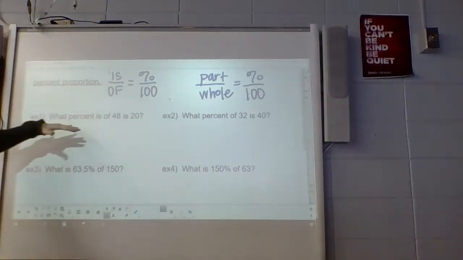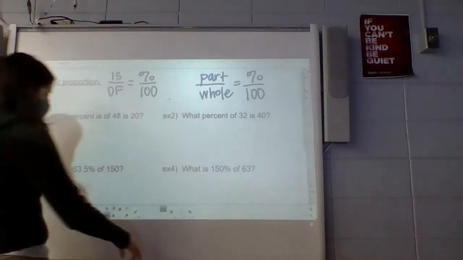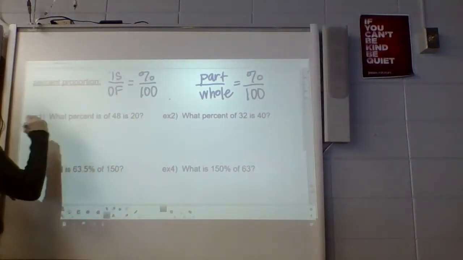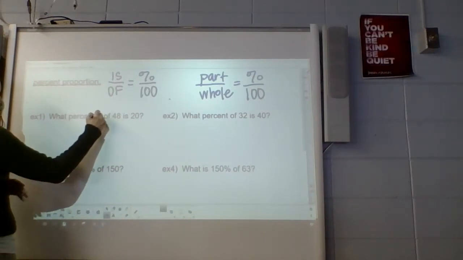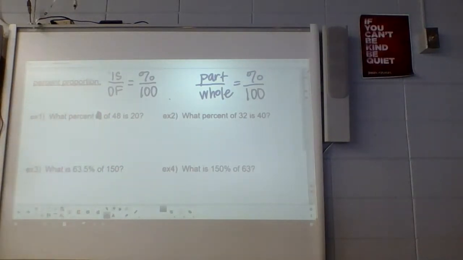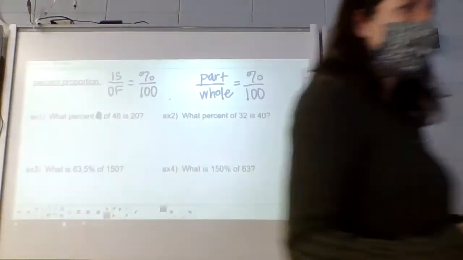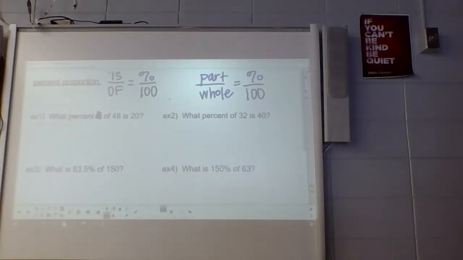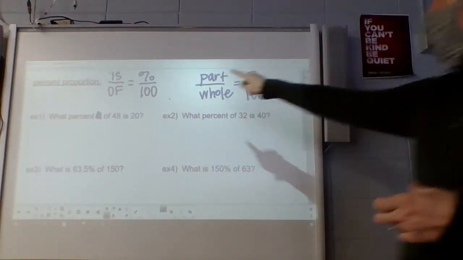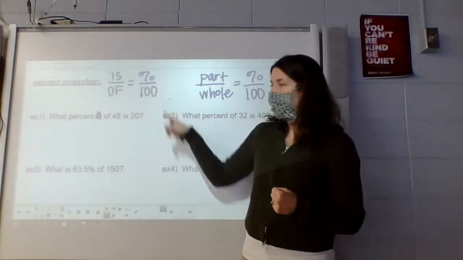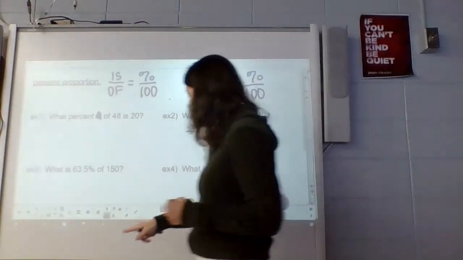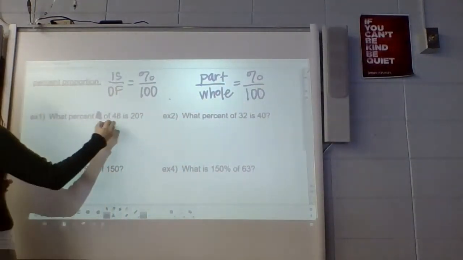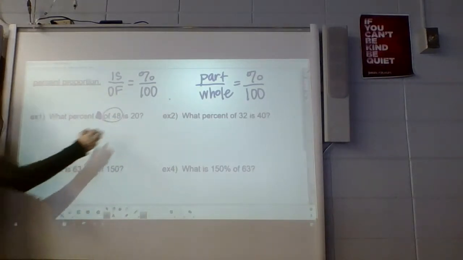And I just realized this one's worded really weird. It should be what percent of 48 is 20. So there's an extra is in here. Sorry. So what percent of 48 is 20? On a problem like this, it's telling us where to put the different parts. So if I use this percent proportion, is over of equals a percent over 100, it's saying of 48 is 20.